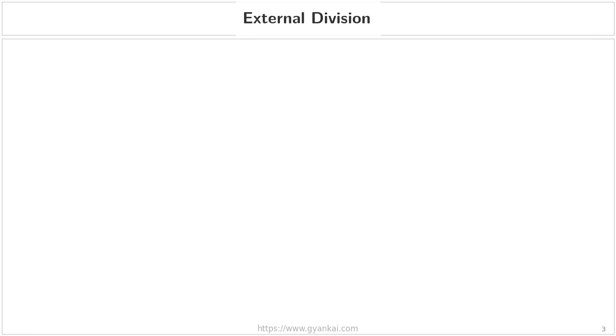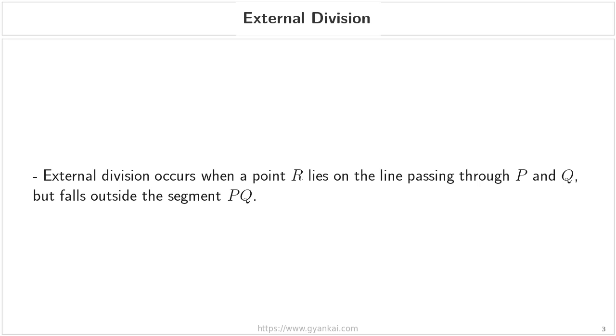External division. Now that we have mastered internal division, where the point sits between our two endpoints, let's look at the second possibility, external division. In this case, the point R still lies on the same infinite line passing through P and Q, but it doesn't sit between them. Instead, it falls outside the segment PQ.